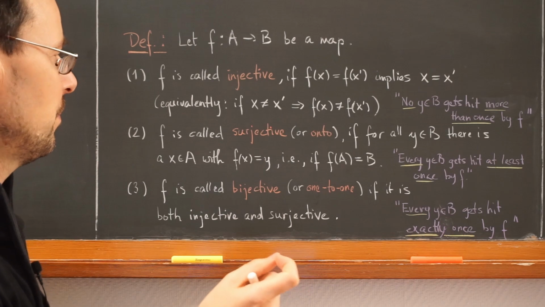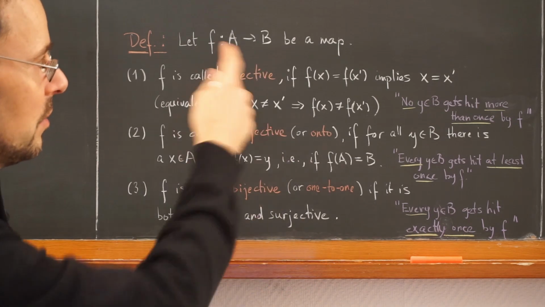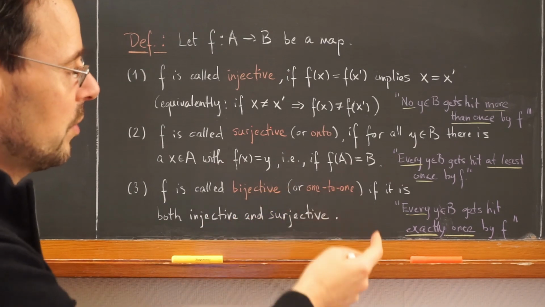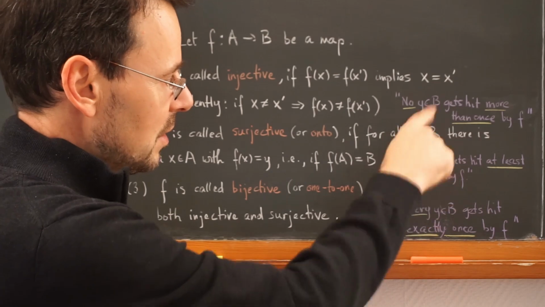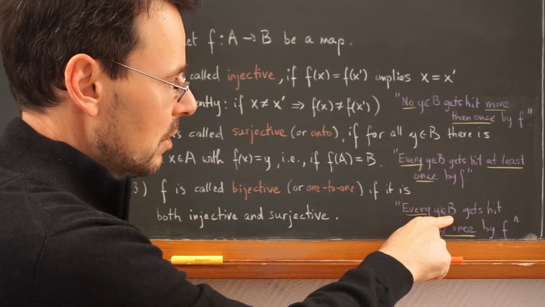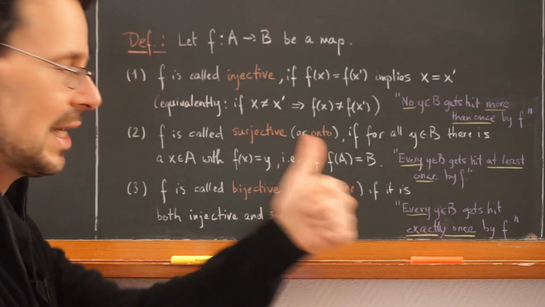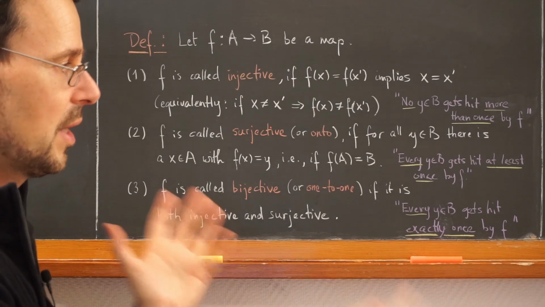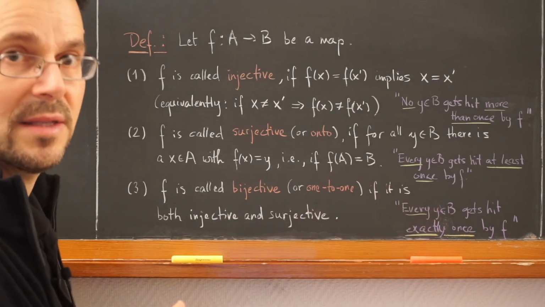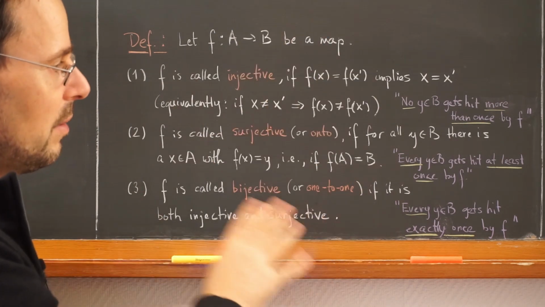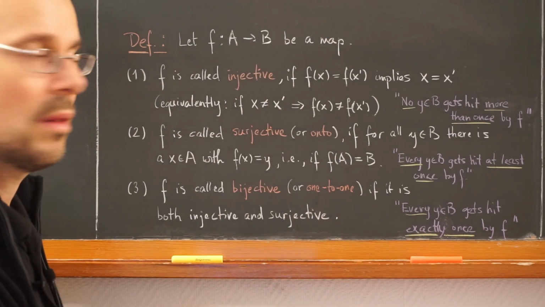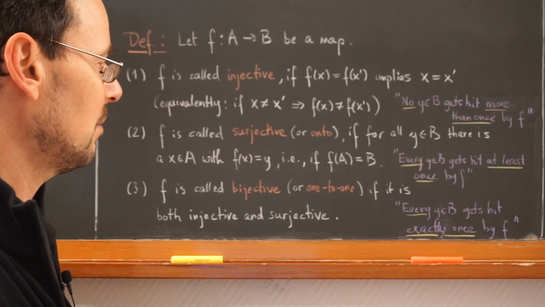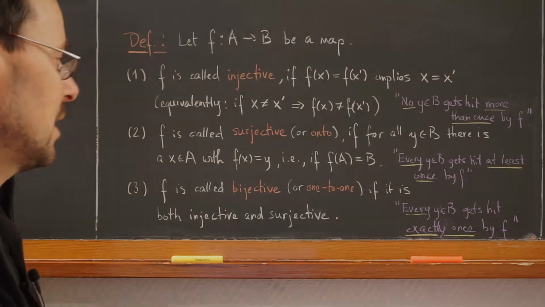So here, no element gets hit twice or more than twice, and this means every element gets hit at least once by the map. And both taken together, so injective and surjective, is called bijective or one-to-one correspondence. And this means that every element in the codomain gets hit by F exactly one time. And then I have a one-to-one correspondence between the set A and the set B. All three of them are fundamental notions when dealing with homomorphisms, so you really have to try to understand these completely. Okay, let's take a look at an example.